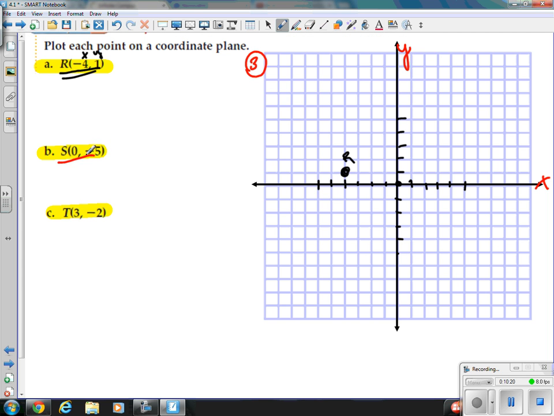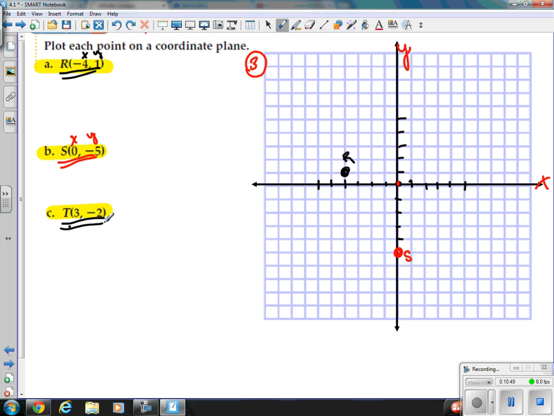B says to graph the point S, which is 0, negative 5. So 0 means I'm going to start here at the origin. And then if our x value is 0, we don't go left or right at all. We stay at the origin. And then our y value is negative 5. So since it's down 5, 1, 2, 3, 4, 5. Label this point S. And then our last one is C, and it gives us the letter T.